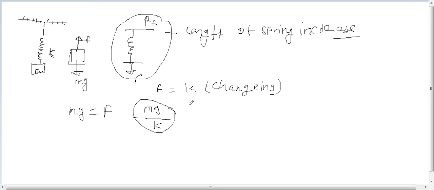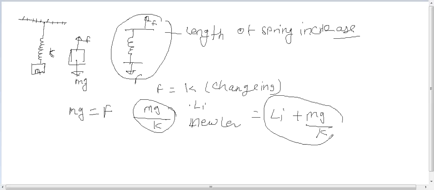If the initial length is li, what is the new length? The new length will be li plus mg by k. This will be the new length of the spring. Okay, let's solve a new question.